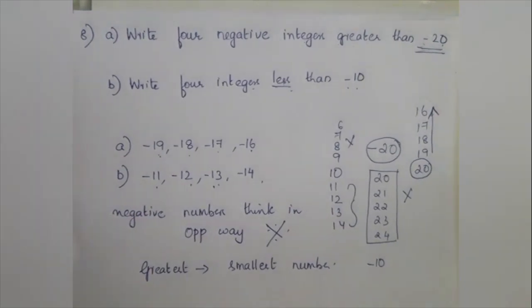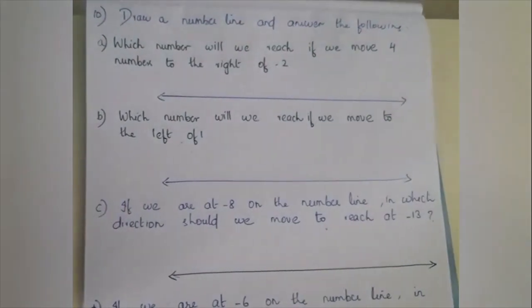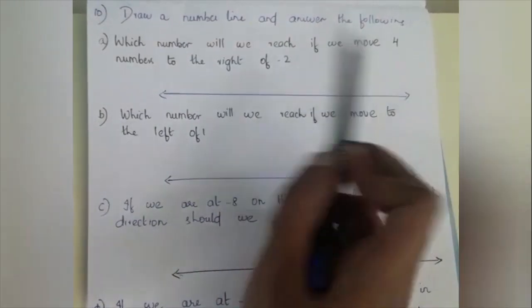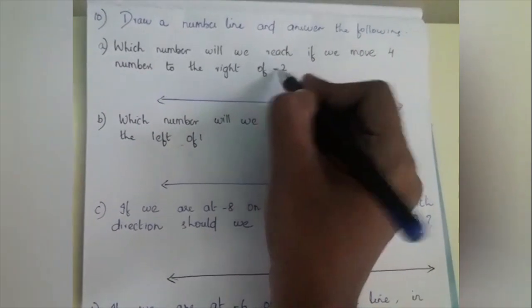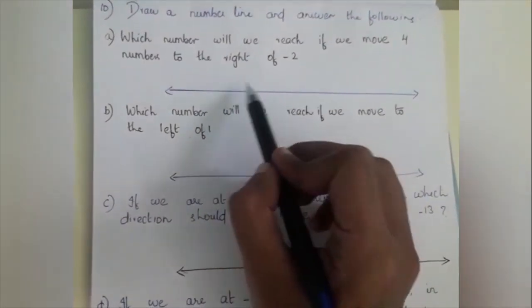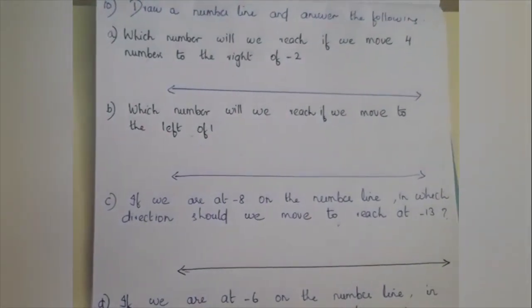Okay, next question in your textbook. This is the last question. Draw a number line and answer the following. Which number will we reach if we move 4 numbers to the right of negative 2? That is, which number do we reach if we move 4 times forward to the right side of negative 2?